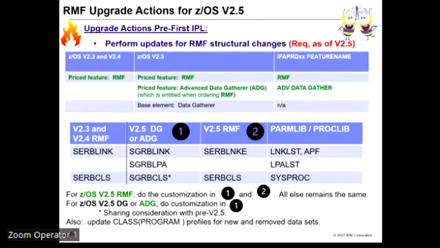Also, there are some security profiles that you need to change as well: class equal program profiles for the renamed and the removed data sets. All of it is spelled out in the upgrade workflow in a very nice step called Make changes for RMF restructuring. Mark has done a great job reworking that step because we've had a lot of customer input on it, and then we refreshed it and re-released it into the upgrade workflow. Everybody good with this? Because this is a big fire item. It's not hard to do, you just have to remember to do it.